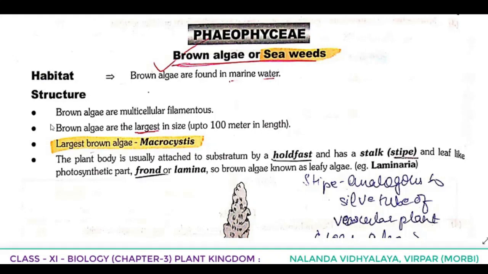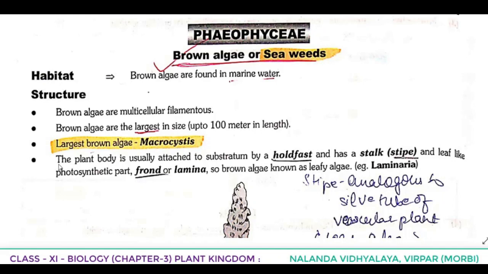Their structure: brown algae are multicellular and filamentous. Brown algae are the largest in size, up to 100 meters in length. Can you tell me which one is that? A massive form of which one? Kelps. They reach up to a height of 100 meters. Very good. The largest brown alga is Macrocystis. In the exam it can be asked, so you have to remember. What is the name of the largest brown alga? Macrocystis.